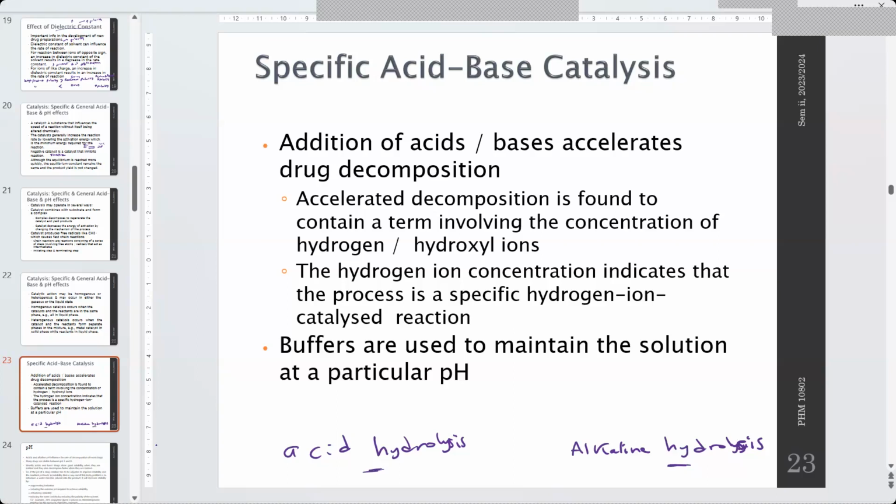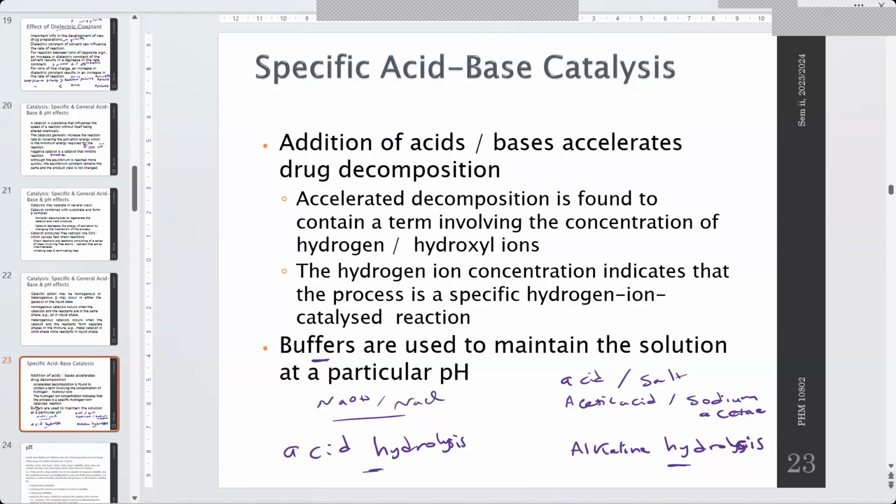How to maintain this pH? We can maintain the pH by the use of buffers. So you study buffer solution, how to make it. It's usually a mixture of an acid and its salt, for example, acetic acid and sodium acetate, or a base and its salt, for example, sodium hydroxide and say sodium chloride, for example.